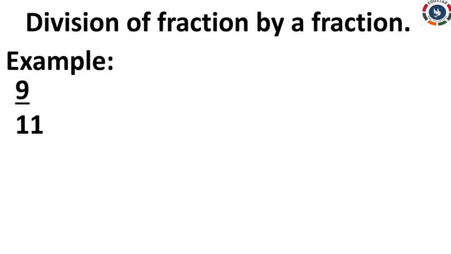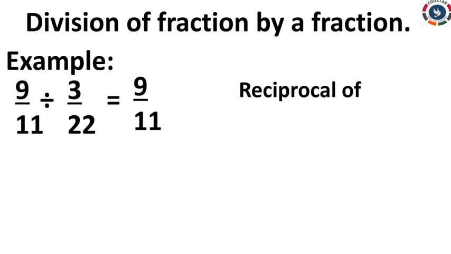Then division of a fraction by a fraction. Example, 9 by 11 divided by 3 by 22. So we are going to divide the two fractions. While dividing two fractions, you must write the reciprocal of the second fraction. So the first number you write as it is, 9 by 11. Write the reciprocal of the second fraction. The reciprocal of 3 by 22 is 22 by 3.